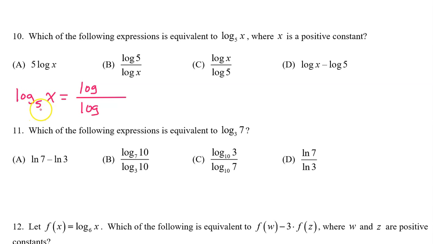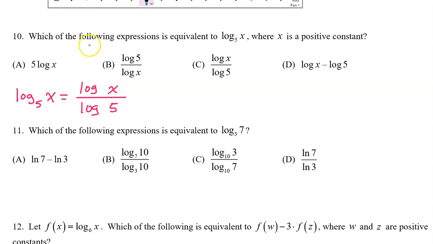Well, the way I remember it is the base 5 is low. It's a subscript. It's hanging down low. So therefore, it won't surprise you that this 5 is going to end up on the denominator. The x is higher than the 5. It will end up higher than the 5. It will end up in the numerator.